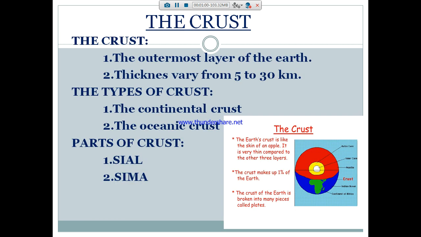And after that, in the crust, we had seen about the outermost layer of the earth and its thickness varies from 5 to 30 kilometers. So there are 2 kinds of crust. What are they? Continental crust and the oceanic crust. The crust is also divided into Sial and Sima.